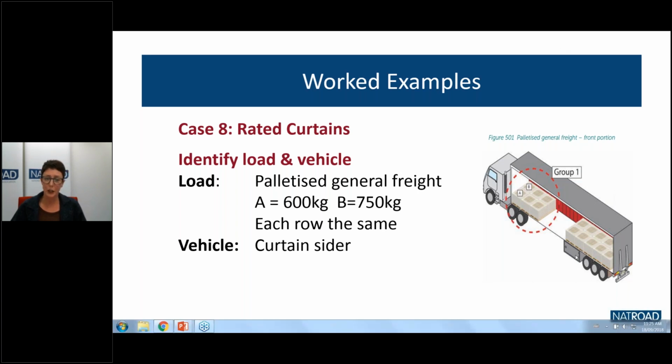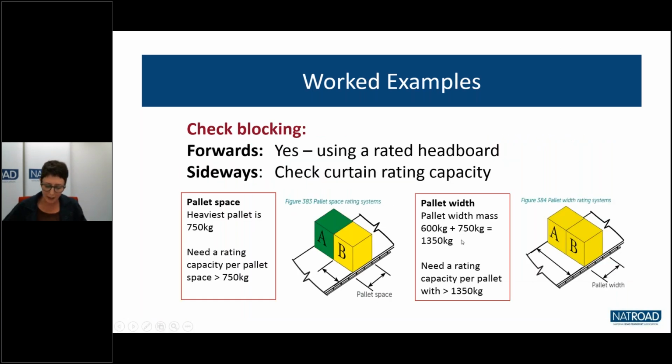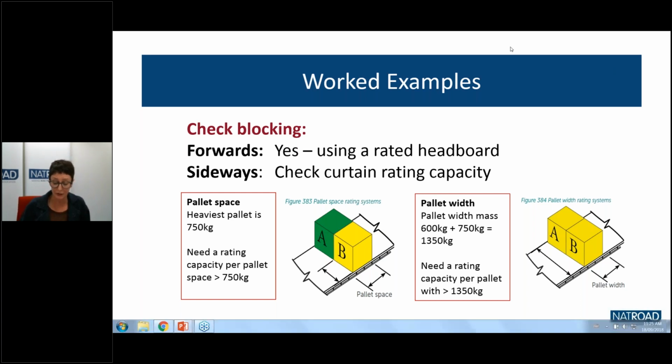Okay, so to use rated curtains without any other restraints, you need to make sure that the load is adequately blocked, and that's forwards, sideways, and rearwards. So in this example, we're going to say that the load is fully blocked in the forward direction by a rated headboard. So now we need to check that the load is fully blocked, sorry, sideways, which is where the rated curtains come into it. And so just a note here that rated curtains do only provide that sideways restraint.